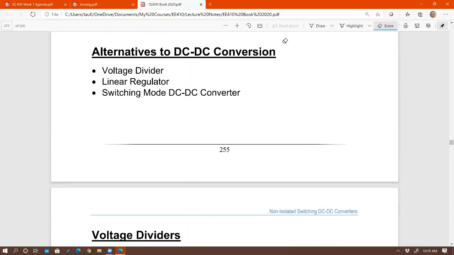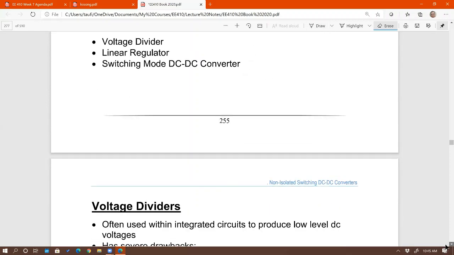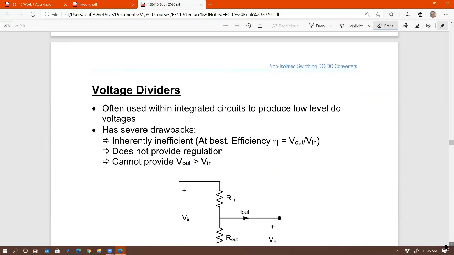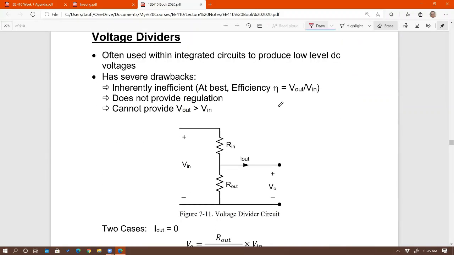Okay, what's next here? Alternatives to DC converters. I'm going to go through this quickly. I'm going to try to finish these three quickly because we all know about these different methods already. Voltage divider, we talked about it, right? So that's a DC to DC converter. In theory, it is, right? V in is DC, output is DC. So yes, we do have a DC to DC converter.